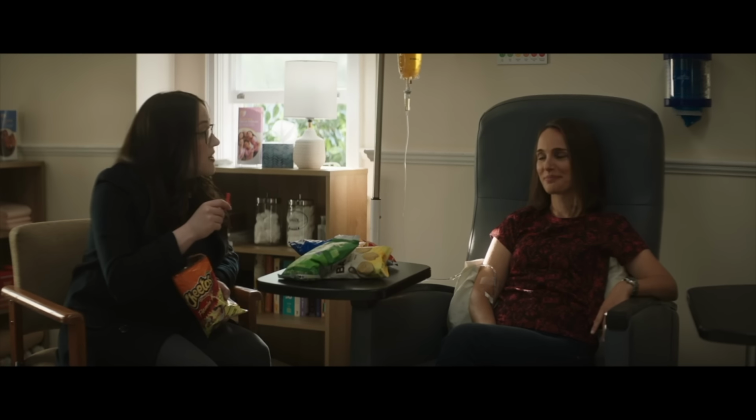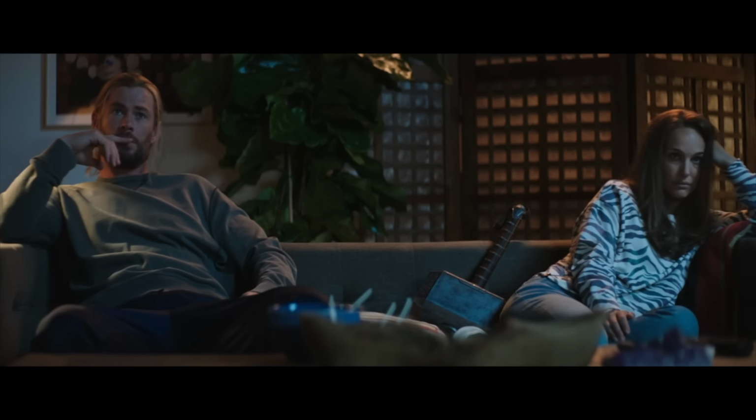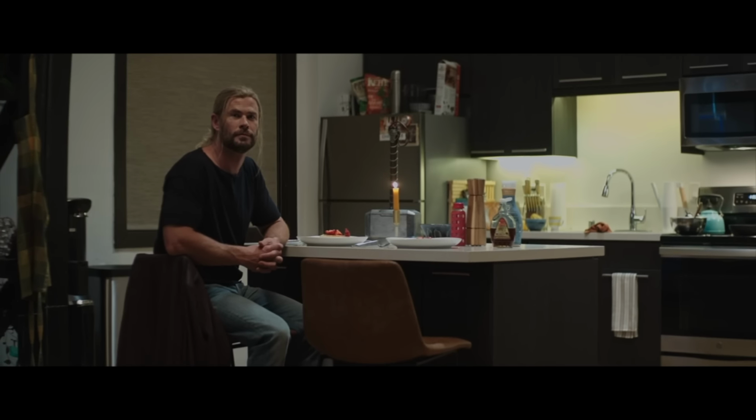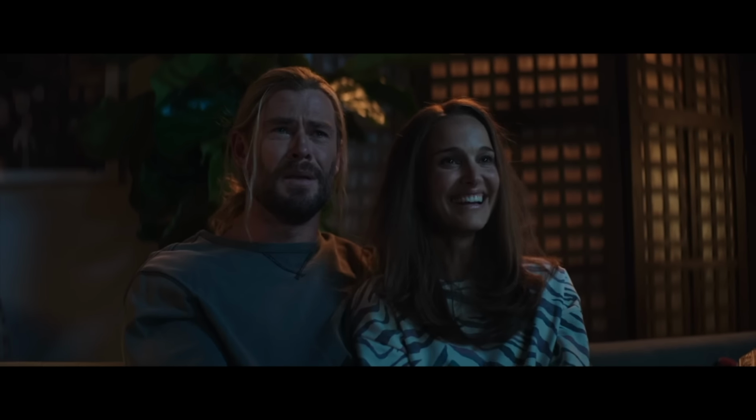Jane Foster has stage 4 cancer and she is going to die. See, when she and Thor were together, they drifted apart because both of them were afraid of losing someone that they loved. But the more he pondered a life with Jane, the more he feared losing that life.